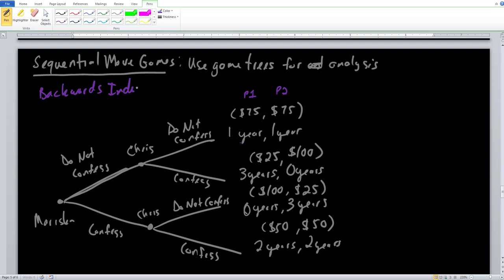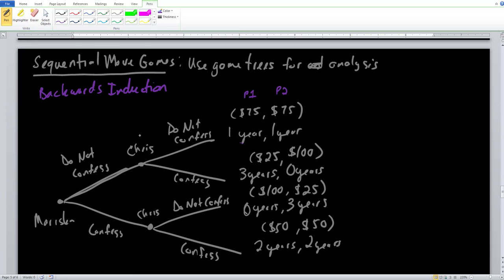Backwards induction. So we use the best response technique for simultaneous move games. For sequential move games, we use backwards induction. So how does this work? We start off at the top half of this table and we keep reading from right to left until we hit the very first player. And the first player in this instance is Chris, who is player number 2.